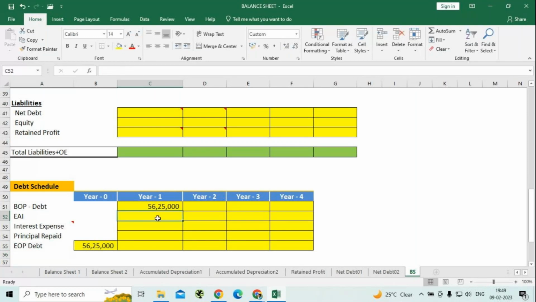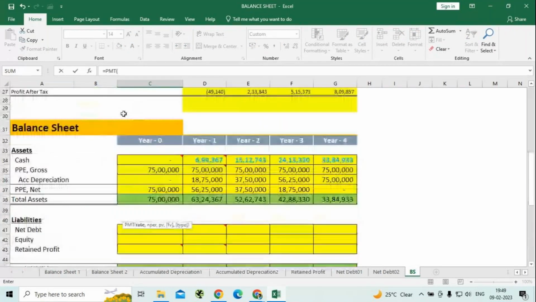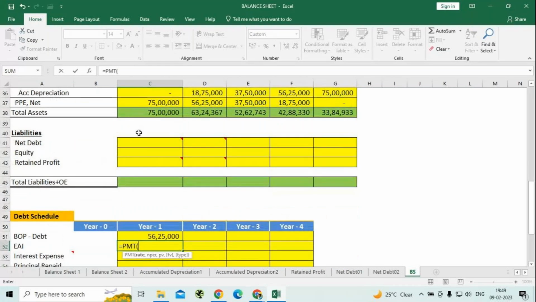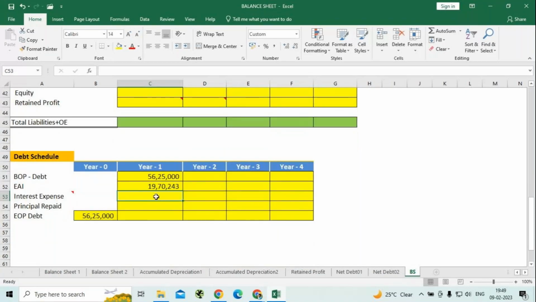The next thing is EMI. As we know, use PMT: the rate is 15%, the period is 4, the present value is 56 lakhs 25,000, which is the loan amount. There is no future value, and it is calculated at the end of the period. So 19 lakhs 70,243 is the EMI value.